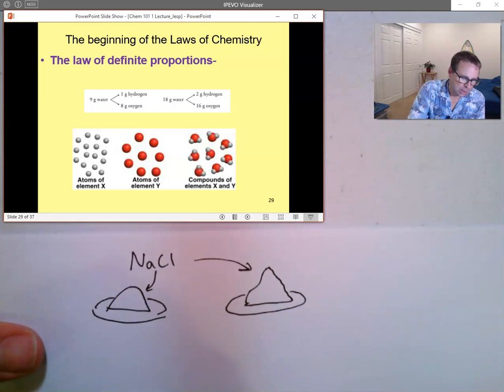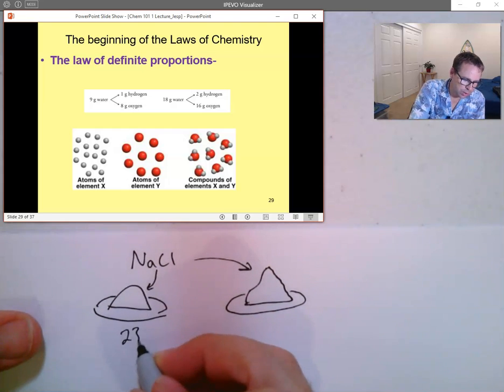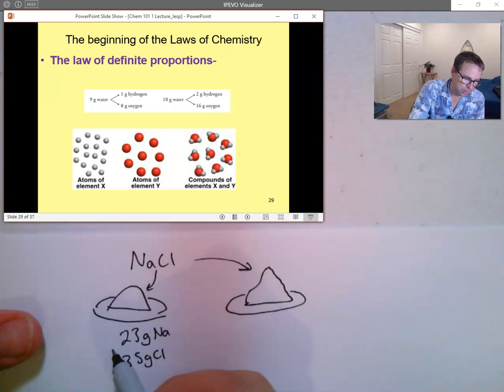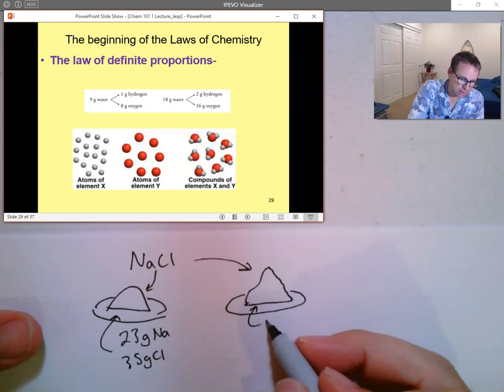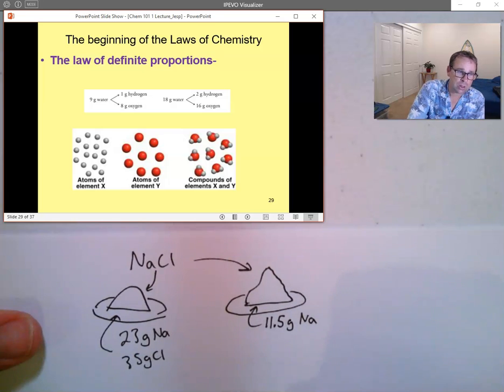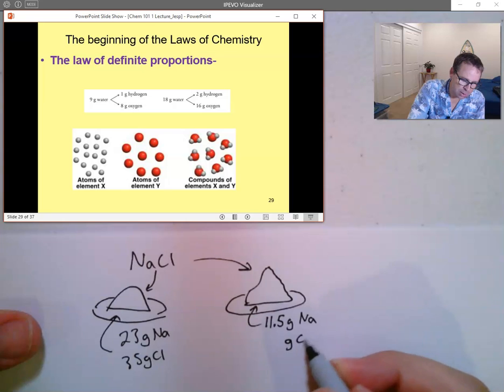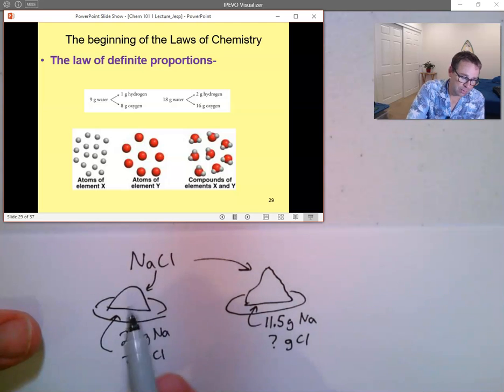Okay? If I know that this pile here has 23 grams of sodium and 35 grams of chlorine in this pile, and this pile over here has 11.5 grams of sodium, I can know how many grams of chlorine are in this pile over here because they're both made of the same material. And so the ratio between the grams of sodium to the grams of chlorine will be the same.